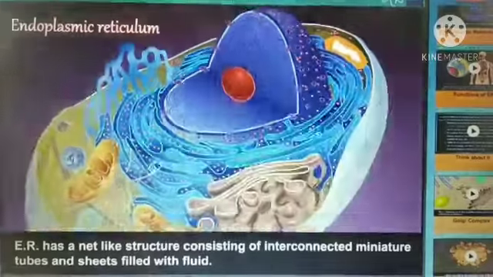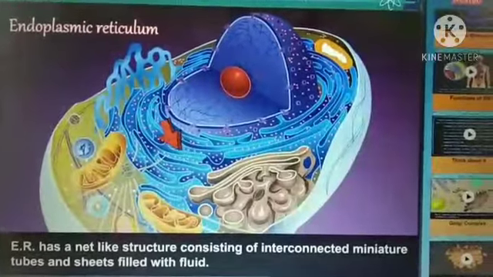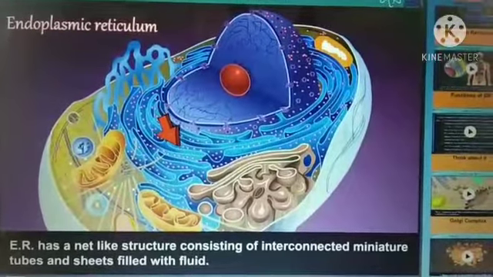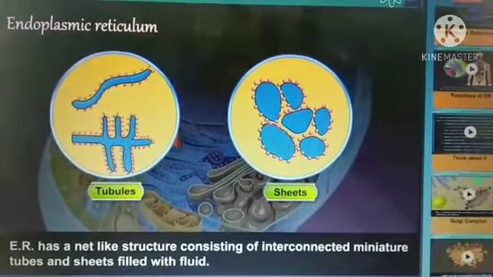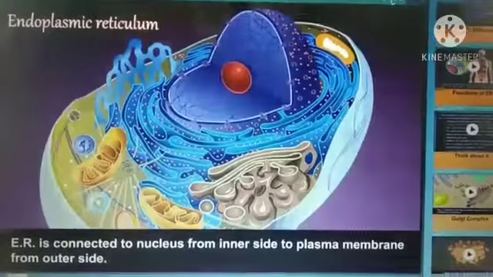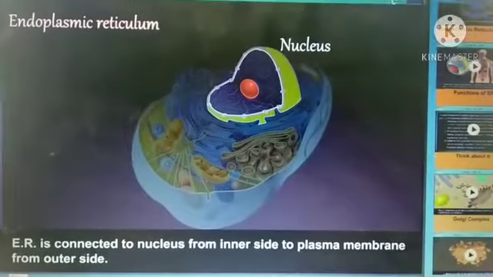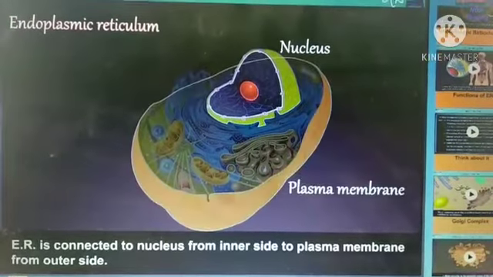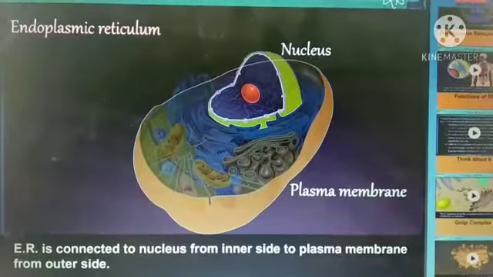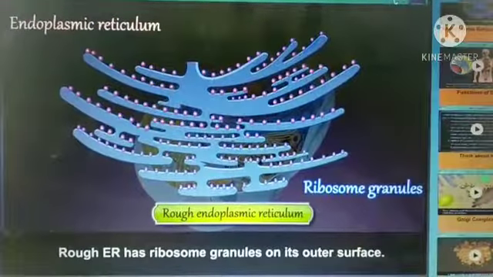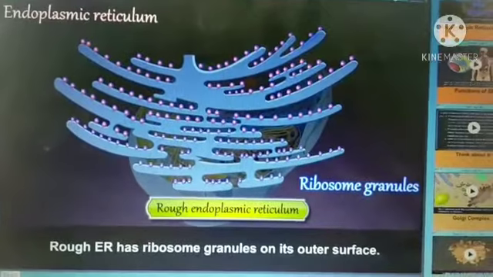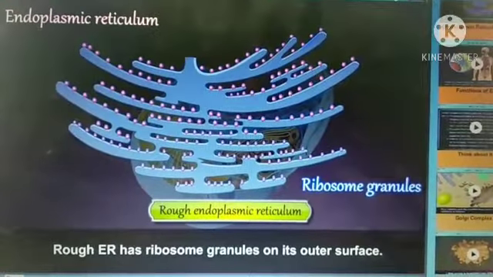Endoplasmic reticulum has a net-like structure consisting of interconnected miniature tubes and sheets filled with fluid. Endoplasmic reticulum is connected to the nucleus on the inner side and to the plasma membrane on the outer side. Rough endoplasmic reticulum has ribosome granules on its outer surface.